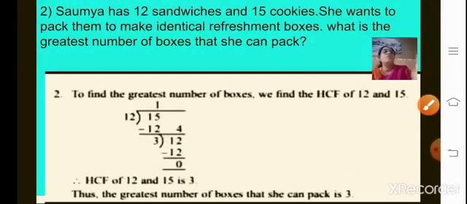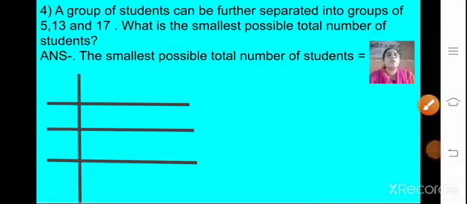Okay. So in the question itself, you will have some keywords which tell us that the type of question is of HCF or LCM. Coming to the next question, a group of students can be further separated into groups of 5, 13 and 17.